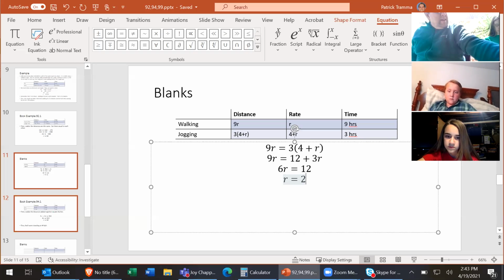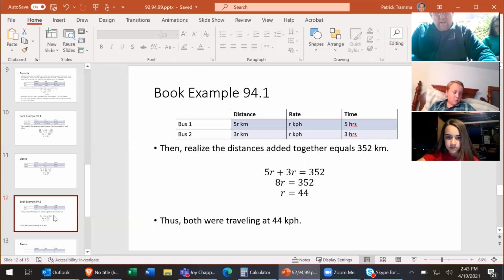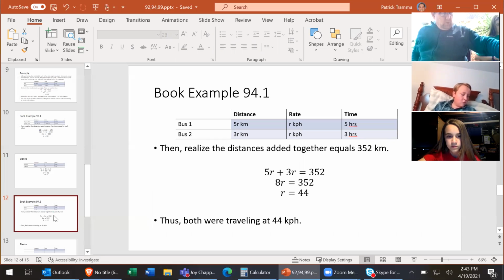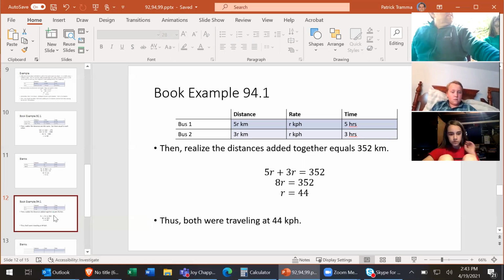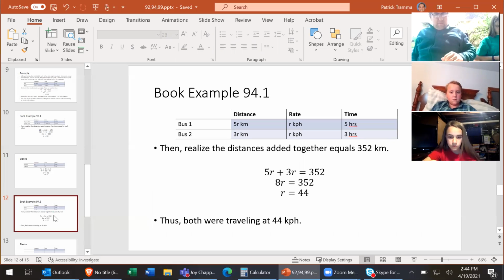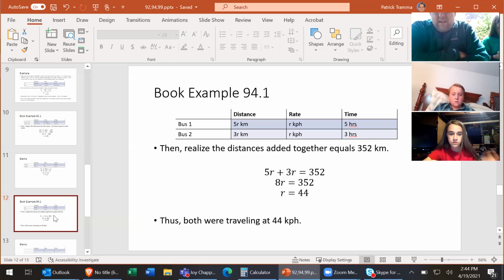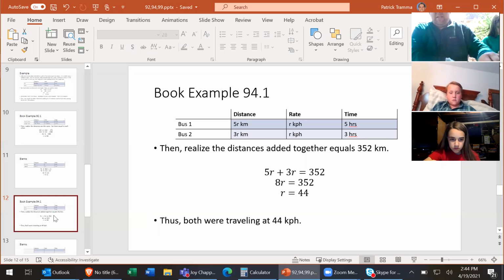Cool. So that is lesson 92. Let's go back and do 94 now. 94 is the exact same type of problem. The only difference in 94 is that the distances aren't the same anymore. Now we're talking about distances that add together to get something else. So again, the only difference here is how to set up the equation after the 6 little boxes are filled in. So let's fill in the 6 little boxes first.